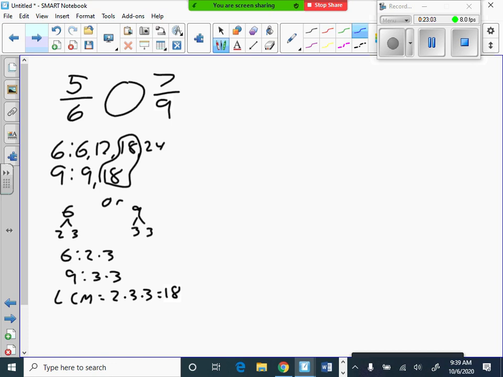6 times 3 is 18, so 5 times 3 is? So this is 15 over 18. Times 2 over 2 is 14 over 18. So 5/6 is greater than 7/9. And if you stop and think about that, I don't think you could have drawn a circle that was different by 1/18. Does that make sense? Perfect.